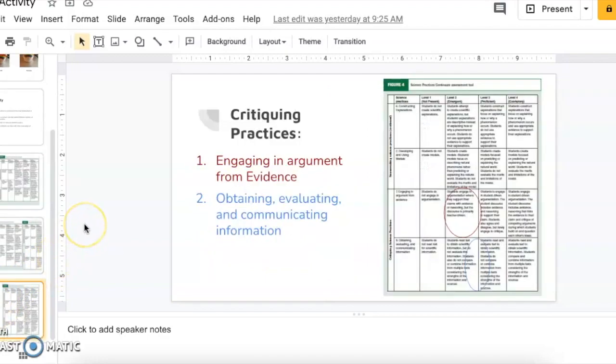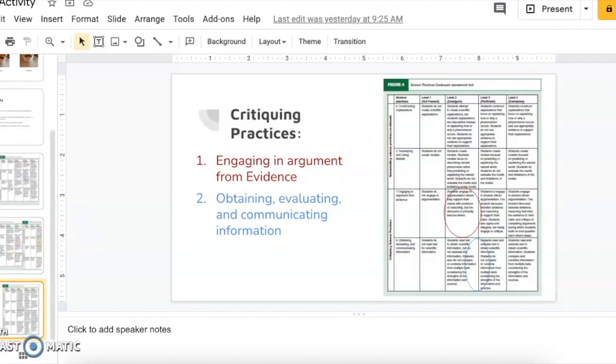And lastly but not least is the critiquing practices. We have two of them. You have the engaging in argument from evidence. So I put that in the emergent area as students are going to have their input, but a lot of it seemed to be driven by teacher-led instructions at times. And lastly, obtaining, evaluating, and communicating information. I put that between the emergent and the proficient level there. That is because prior to this activity, students have had to have some sort of background knowledge before diving into the activity, which will help them support their own claims.